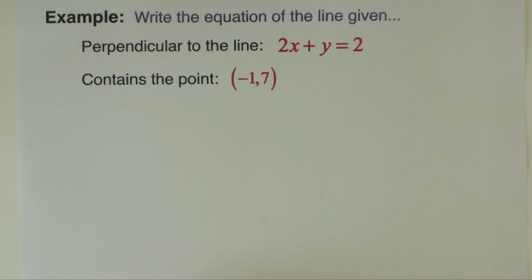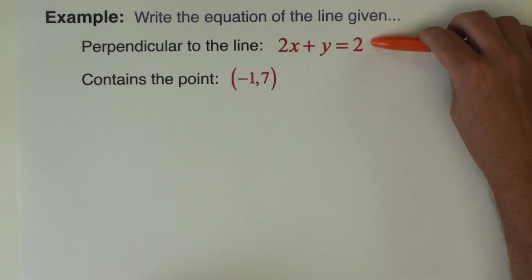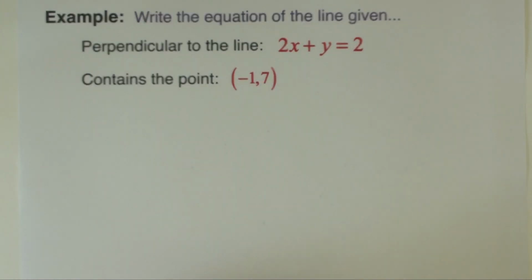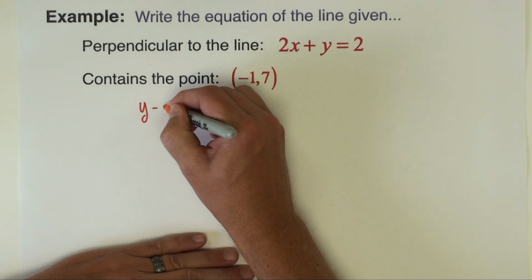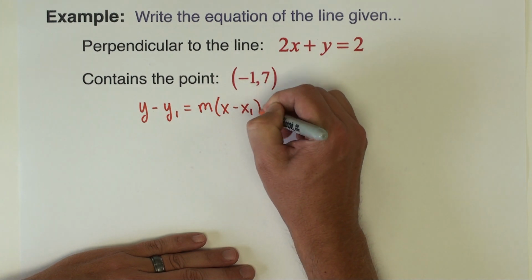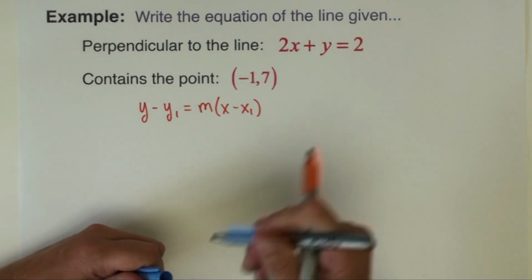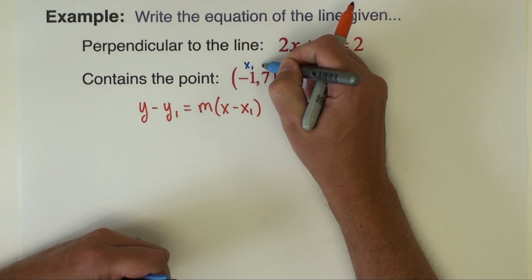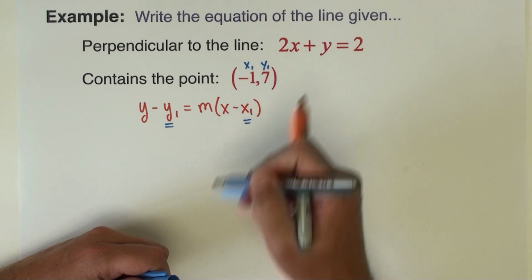Okay, our final example problem. Write the equation of the line given that we want to be perpendicular to the line 2x plus y equals 2. We want to pass through this point. So again, like all these problems, write the equation tells me use point slope. Okay, I have the point. We're going to use this as our x1, y1. So that's taken care of.